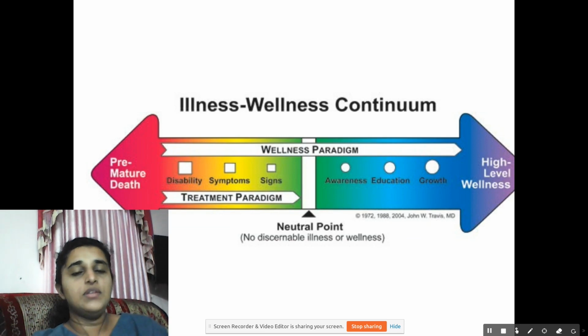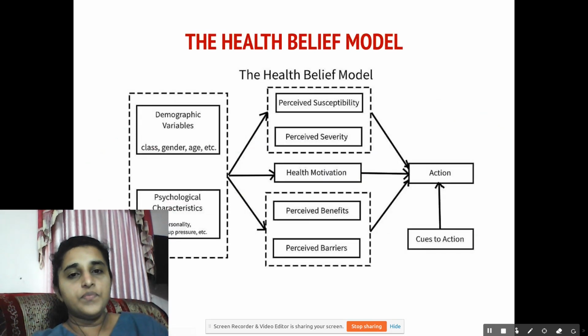So this is about the illness wellness continuum. Hope you understood. There are two arrows at a neutral point. One arrow is towards the right, towards high level wellness. Another arrow towards the left is the illness arrow, towards premature death. And it compares the wellness paradigm and the treatment paradigm. So this is about the illness wellness continuum. Moving further, the health belief model.